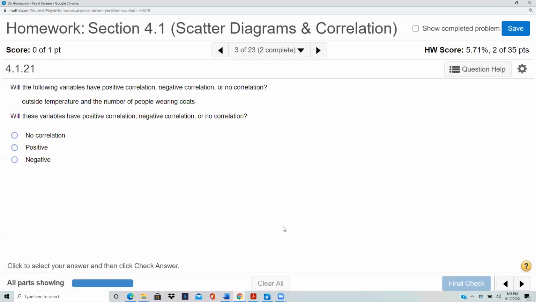Which of the following have positive correlation, negative correlation, or no correlation? Outside temperature and number of people wearing coats. So this seems to have a negative relation, because if the outside temperature rises, there will be fewer people wearing coats. So if one thing is increasing, the other is decreasing, and they're going in opposite directions, so that's negative.